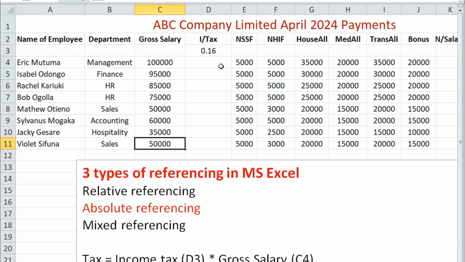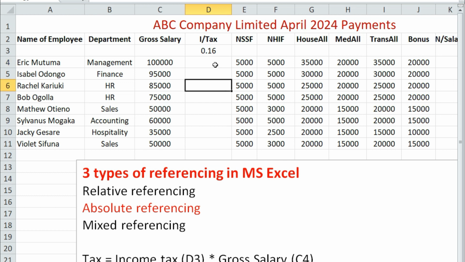But we have to make this an absolute. But we can calculate before we make this an absolute and see how relative referencing works. So we're going to say is equals to D3 times C4. Is equals to D3 times C4.